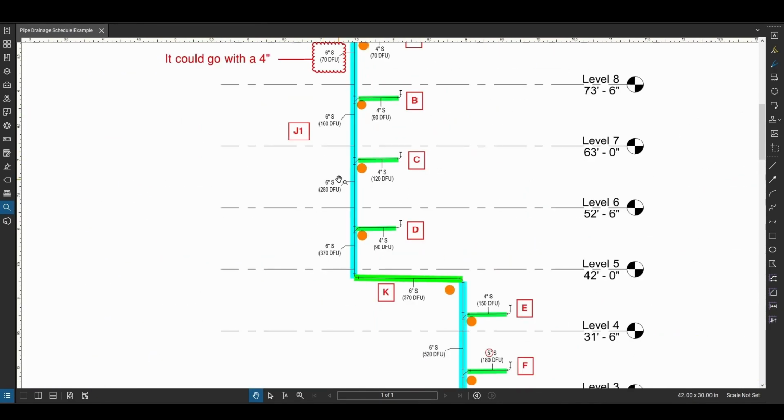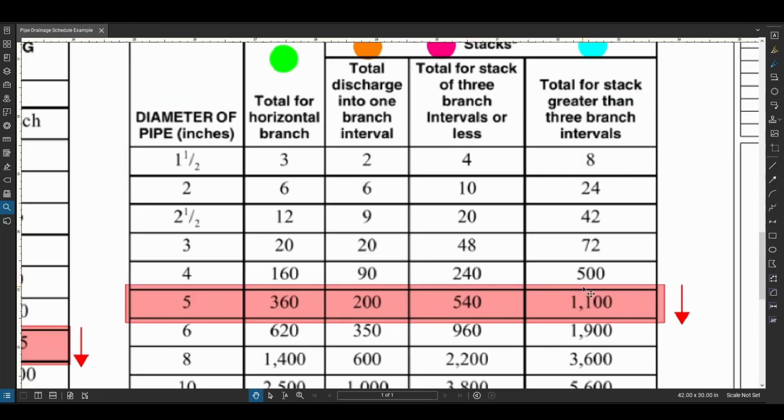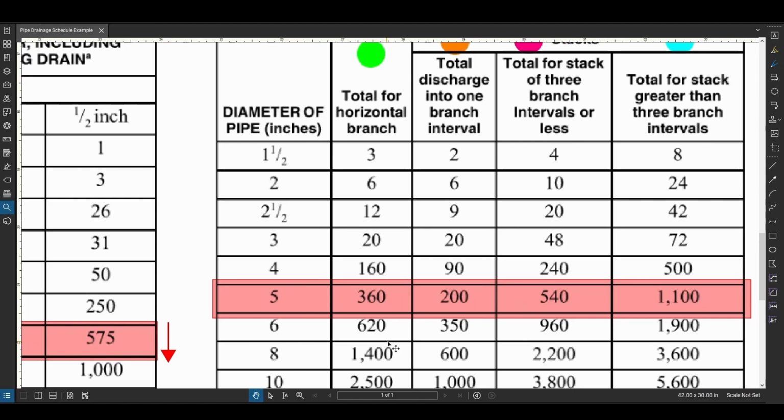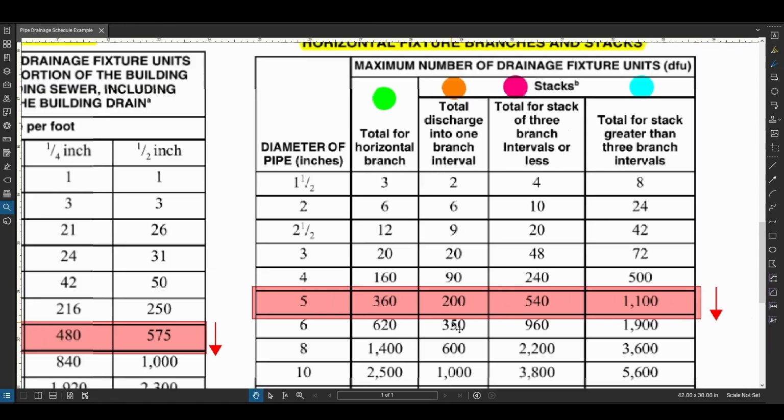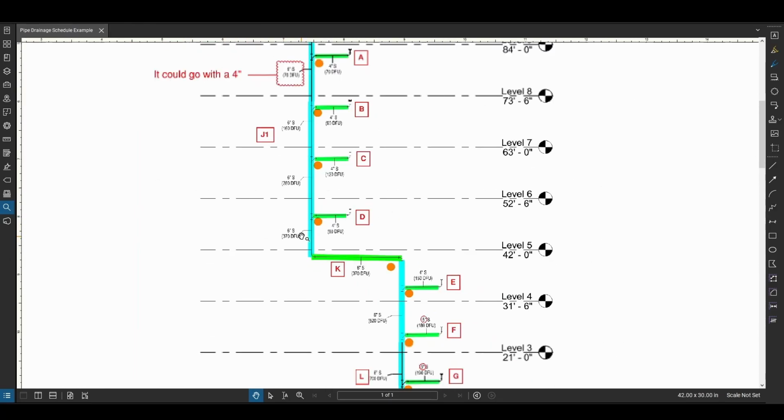So now we keep going down. So this is 280, 370. All that is good, because we have a 6-inch, so we can carry all the way up to 1900. So as long as we don't pass 1900, we should be fine. Also, always keeping in mind the total discharge into the branch interval. So we're good here. 370, we're okay with a 6-inch.